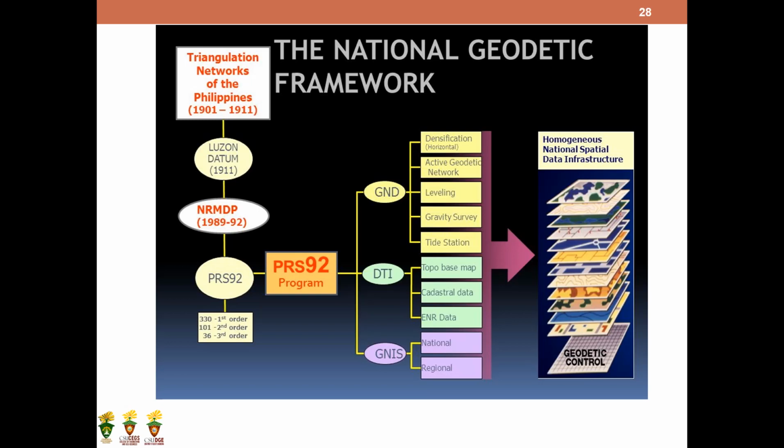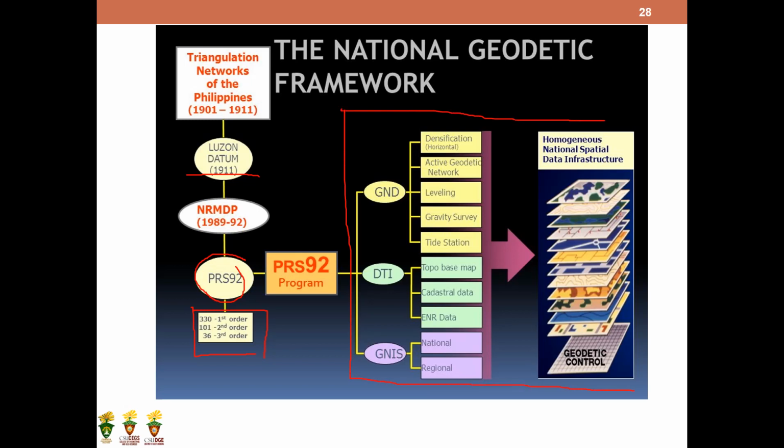So again, triangulation networks of 1911 gi-establish sa USCGS, then naka-establish sila og Luzon Datum 1911, and it was modified until niabot na siya og PRS 92 nga datum. So which is ang output niya is 330 ang first order, 101 ang second, and 36 ang third order. So this is the whole program for PRS 92.